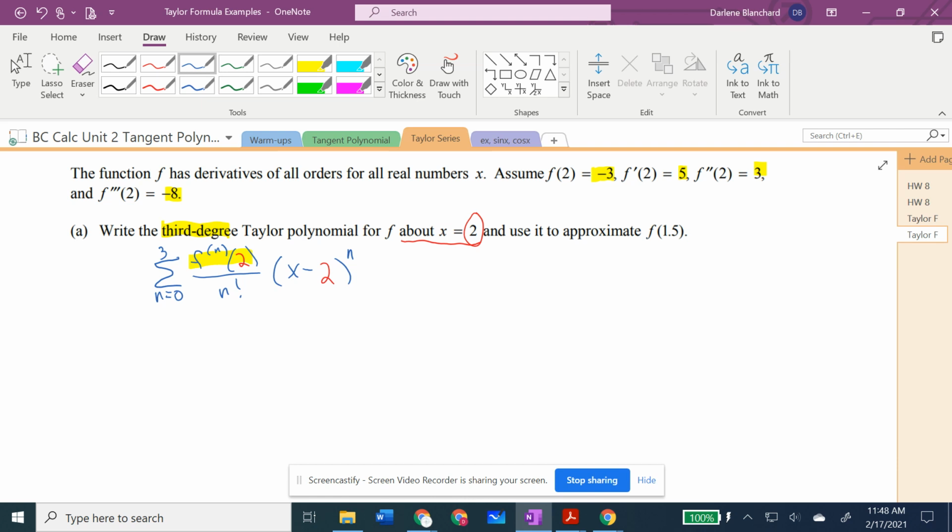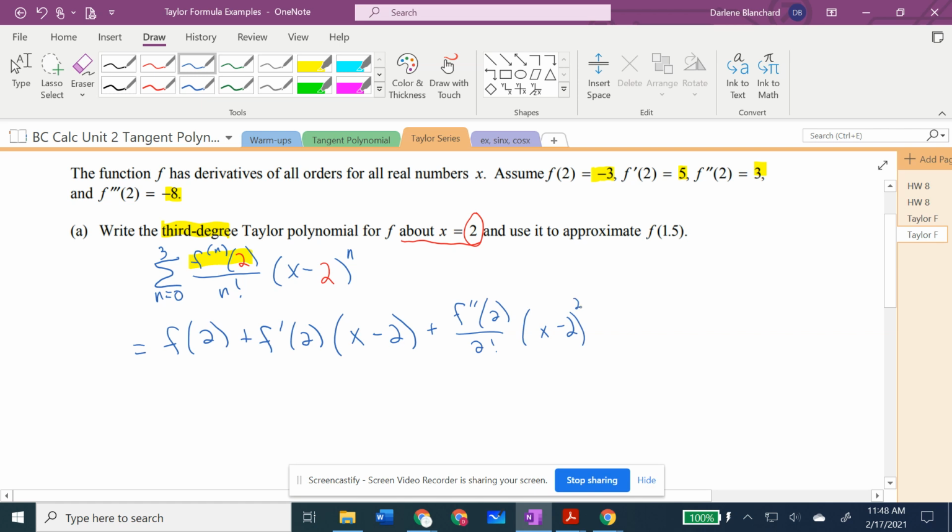You want to be familiar with the fact that the first term is the function's actual value at the center. The first degree term is made up of just the first derivative multiplied by x minus the center. And then the formula really kicks in with second derivative at the center over 2 factorial x minus center squared, and third derivative over 3 factorial x minus the center of 2, and that should have been cubed.